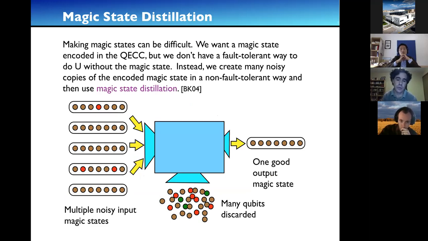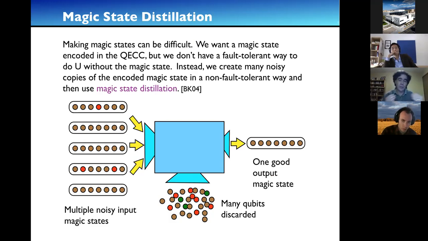So one of the first really good ways of doing that is something called magic state distillation. Well, really good is too strong, for reasons I'll get to in a minute. So what magic state distillation does is you say, okay, we're going to make many copies of this magic state. Now, the problem is we're doing that in a non-fault-tolerant way, and so that means some of them will not be good. They'll be noisy magic states.